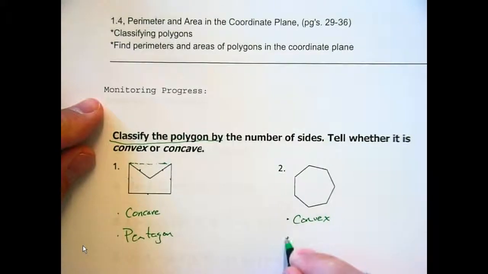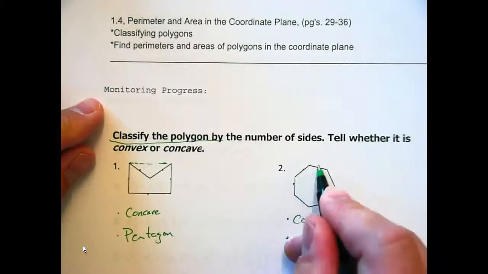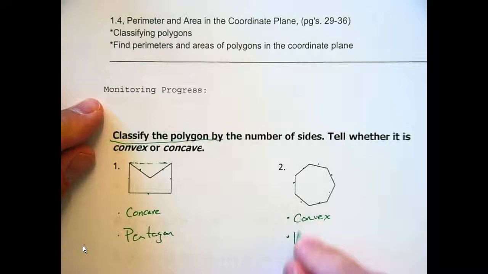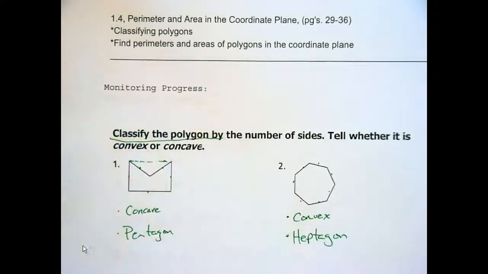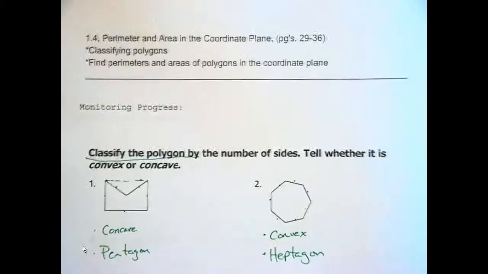And how many sides? 1, 2, 3, 4, 5, 6, 7. It is a heptagon. All right. Any questions?